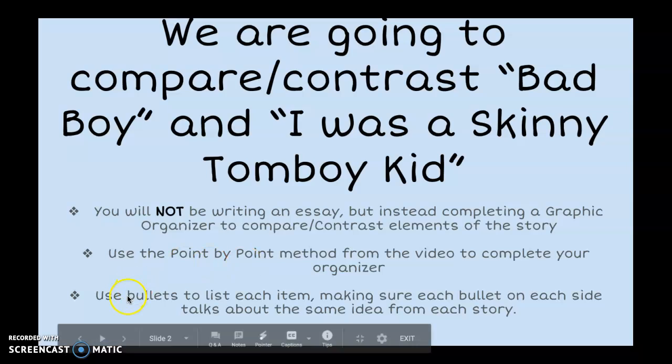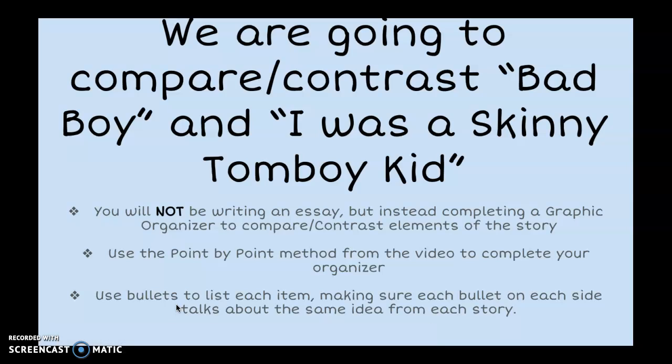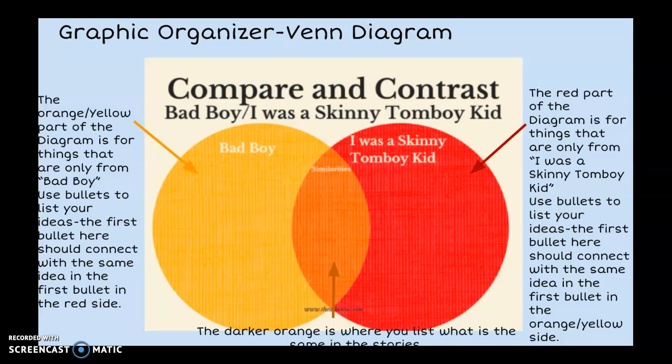When you're completing your Venn diagram, please make sure you're using bullets to list each item. That way it keeps it nice and organized. And again, you want to make sure that each bullet on each slide talks about the same idea from each story. So here's what the Venn diagram looks like that you're going to be completing. You're going to open it up as a PDF document, but you're going to be completing it using Kami. And I know you're familiar with using Kami.